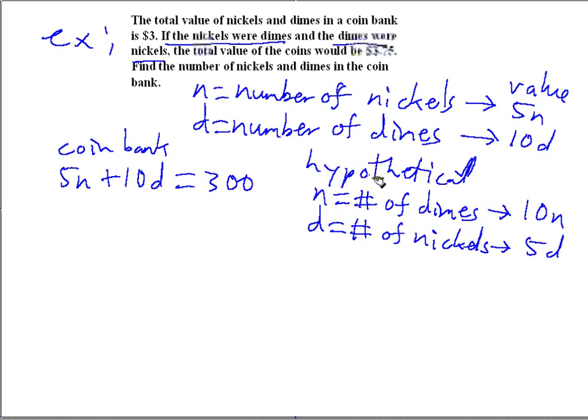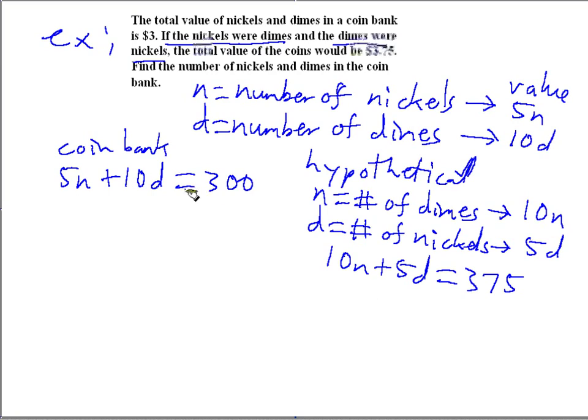All right. Again, the hypothetical situation says what? We're going to switch the two numbers around. Nickels were dimes, and the dimes were nickels. Then we have a different value of 375. All right. So instead of N number of nickels, we now have N number of dimes. The value of that, 10N. Instead of D number of dimes, we now have D number of nickels. The value of that, 5D. All right? So therefore, the equation we get here in the hypothetical situation is going to be what? 10N plus 5D is equal to what? $3.75, 375 cents. All right?